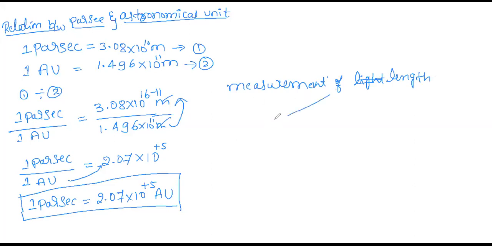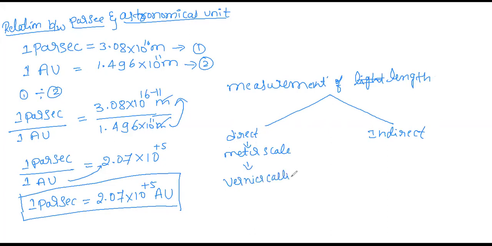Under that we have two different methods. One is the direct method, another one is the indirect method. In the direct method we directly measure the length in terms of meter scale, as well as vernier calipers, then screw gauge. We used these scales to find out all these.